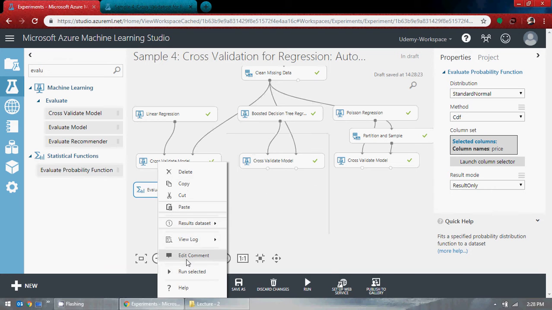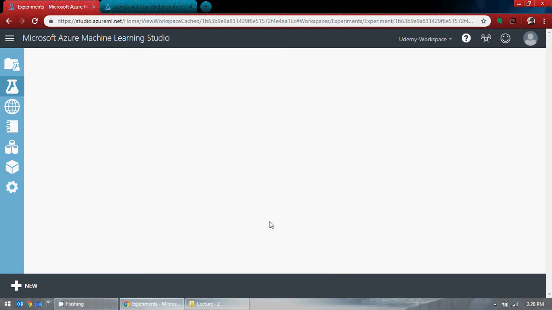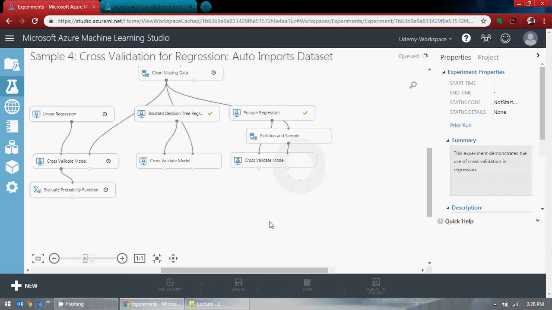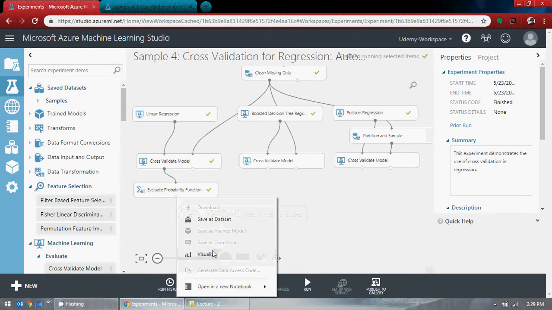Click here and run this model. Oops, sorry. So let's see what happens. I don't think there will be an error. If there is an error, let's figure it out. Okay, there is no error. That's good, because I know what I'm trying to do and what I'm trying to see.